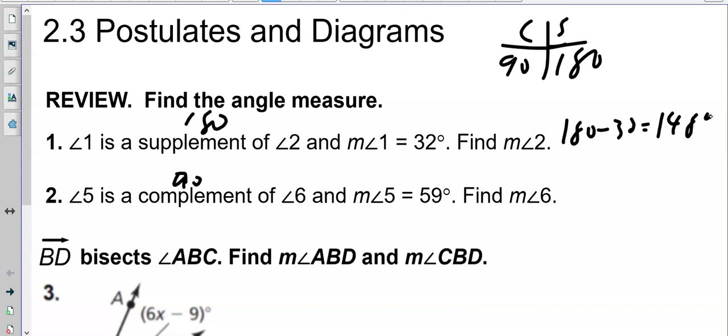Number 2, 5 is a complement of 6. 5 is 59. That means they add up to 90. So 90 minus 59 equals, so 90 minus 60 would have been 30, okay? But we didn't take all the 60, so it's 31.